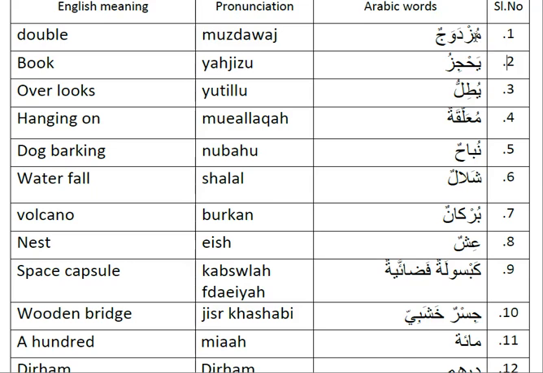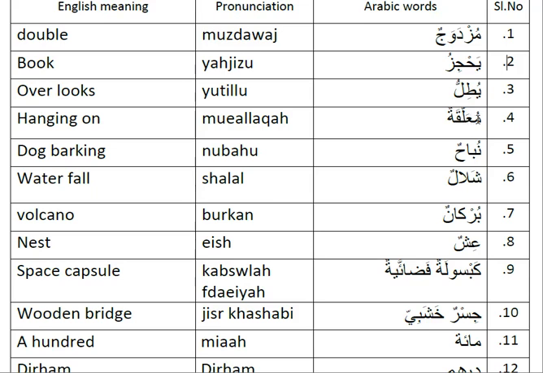Here it is. We have Mustavaj, which means double bed. Yajizu means to book or to reserve. Yutilu means overlook. Mualakun means hanging.